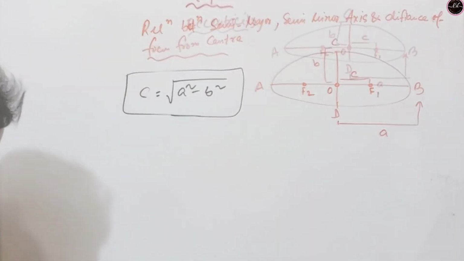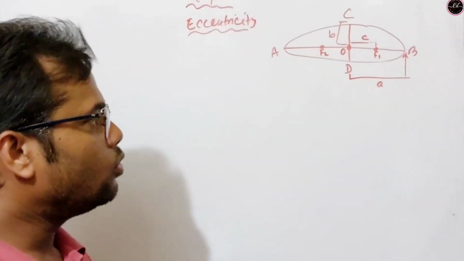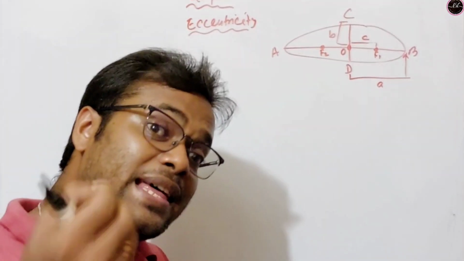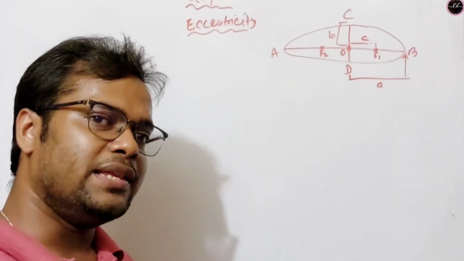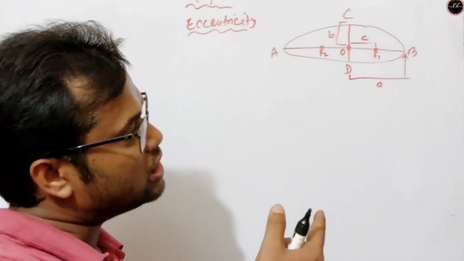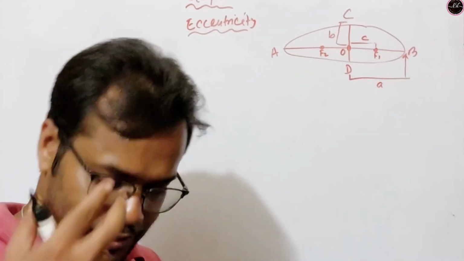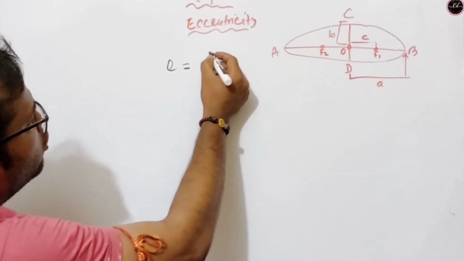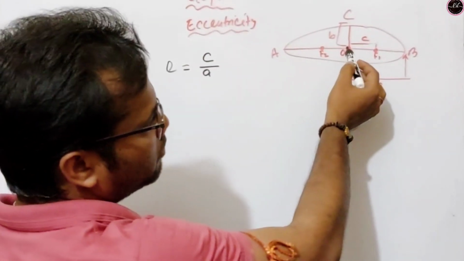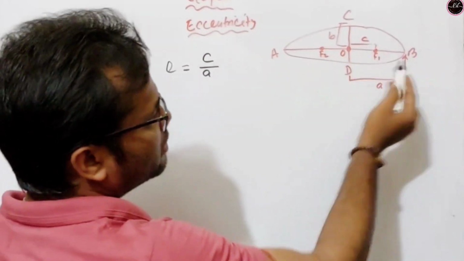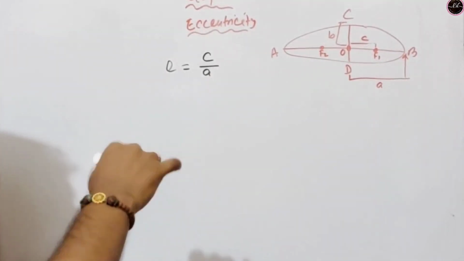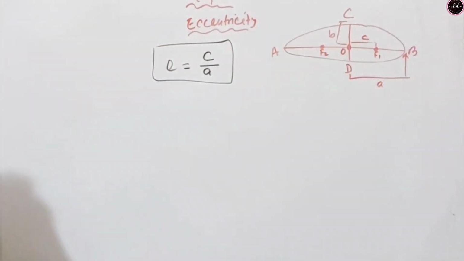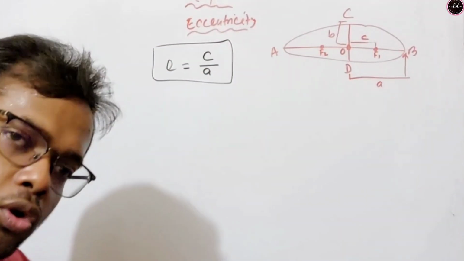Clear? We will learn about the eccentricity of an ellipse. What is the eccentricity of an ellipse? The eccentricity of an ellipse is the ratio of the distance from the center to one focus and to one vertex. So here eccentricity is denoted by small e equals c by a. So c is the distance from the center to one focus and a is the distance of the vertex from the center. This should be remembered. By this we will solve various problems.